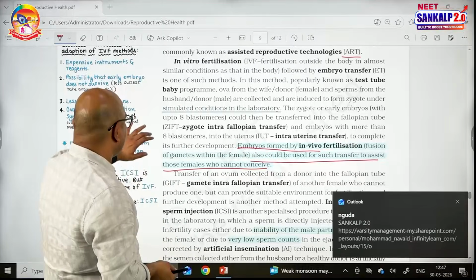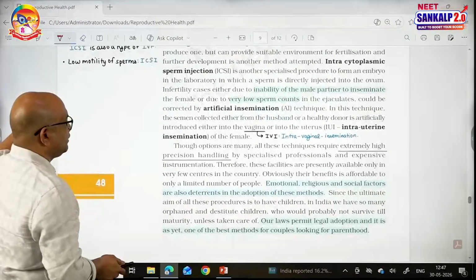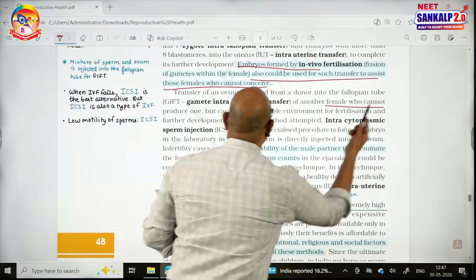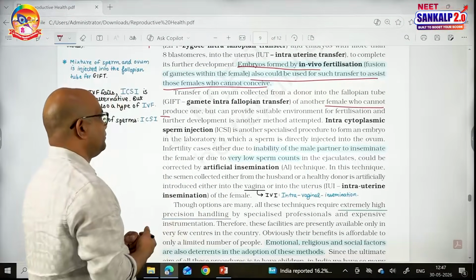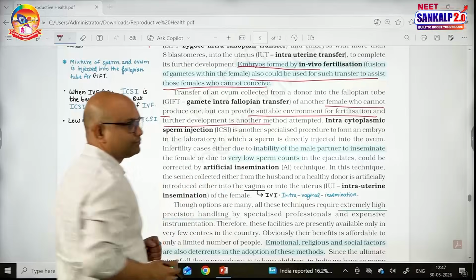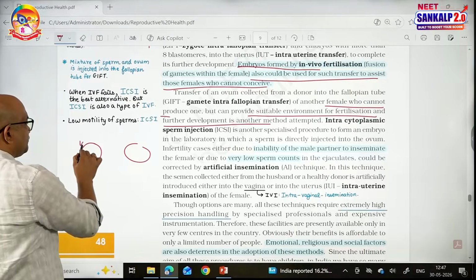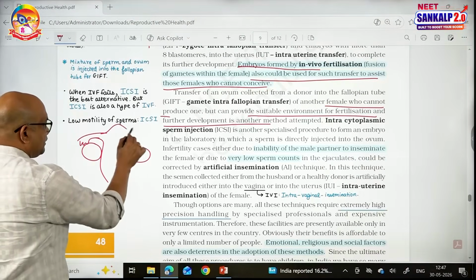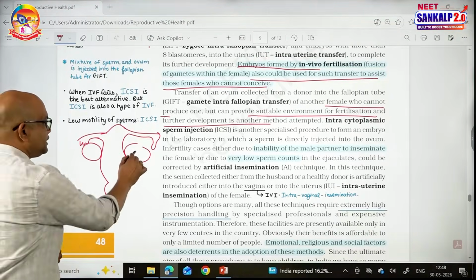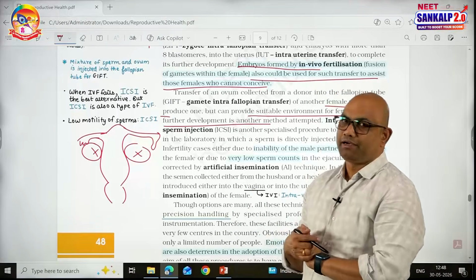Next, the next technique is GIFT, gamete intrafallopian transfer. This method is useful for a female who cannot produce ovum but can provide a suitable environment for fertilization and further development. That means her ovaries are not producing ova, but her uterus is normal. She is unable to produce ova. During that condition, there is a method called GIFT, gamete intrafallopian transfer.